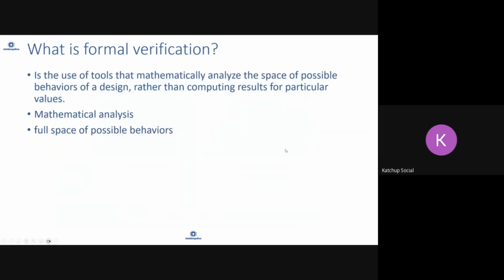Okay. So formal verification is the use of tools that mathematically analyze the design space or possible behaviors in the design rather than computing for a particular set of values. So rather than computing for A equal to 1, B equal to 1, and checking whether A square plus B square equal to C square holds true or not, formal verification does mathematical analysis and proves that. Because of that, you will get 100% coverage or very high coverage without needing to write a lot of A is equal to 1, B is equal to 1 cases, because you are proving this mathematically.